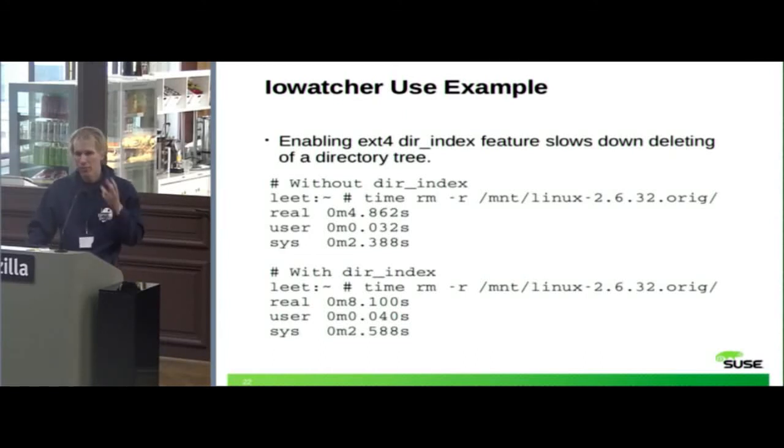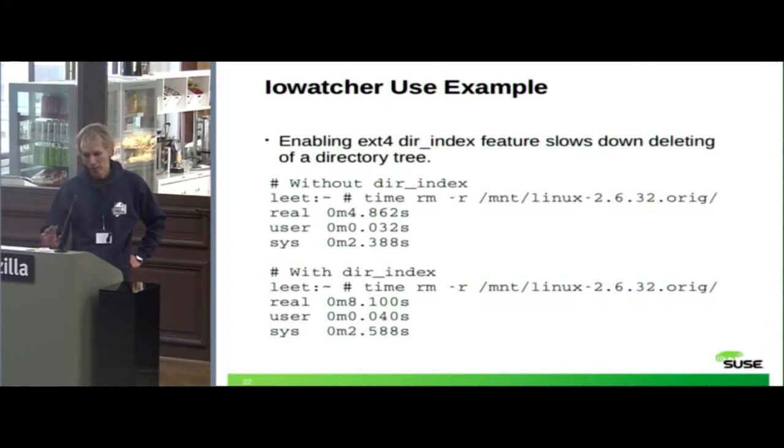The dir_index feature basically builds a B-tree in each directory. Each name is hashed, and then you have a B-tree of these hashes. So a lookup of a directory entry can work in logarithmic time. It just traverses the B-tree and finds the entry quickly. So it's good for large directories, and it can speed up lookup quite significantly.